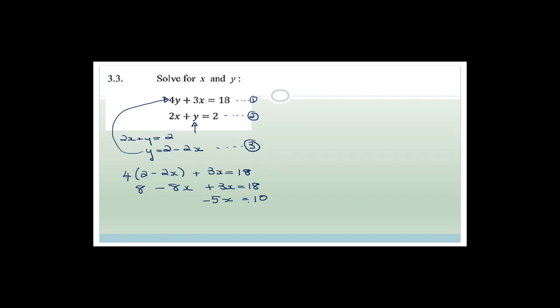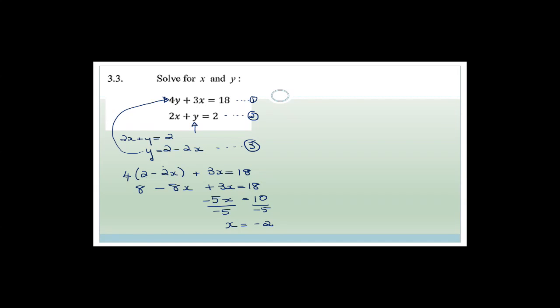So then what we need to do is solve for x by dividing by the minus 5. So let's do that. Let's divide by the minus 5. So we divide both sides by minus 5. And what do we get? We get that x is equal to negative 2.